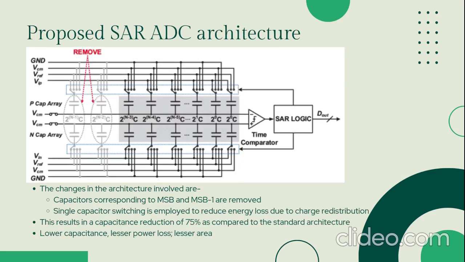For the proposed architecture in the paper, a drastic change is performed. The capacitors corresponding to the two most significant bits are removed, resulting in the capacitors only going up to 2 to the power of n minus 3 C. This leads to a reduction in the capacitance array by 75%. Also, for the rest of the bits of the ADC, single capacitor switching is employed, where only one capacitor is switched per bit for conversion to reduce the overall power loss due to capacitive switching in the capacitive DAC or CDAC.